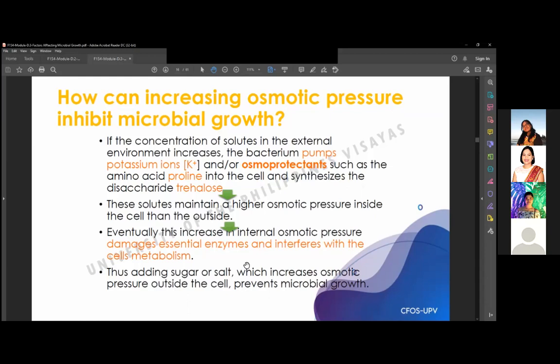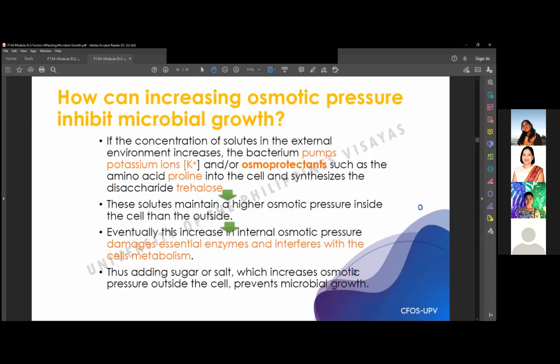of the microorganism. So that's why ito yung last na note, adding sugar or salt will increase osmotic pressure outside the cell and prevents microorganism or microbial growth. Kasi nga, magbibuild ng pressure inside the cell, si bacteria, for example, that will result to damage in its essential enzymes and interference in its metabolism. Nakuha nyo ba yon?